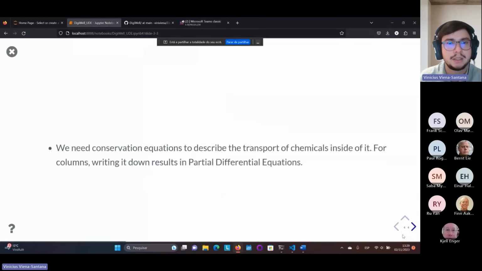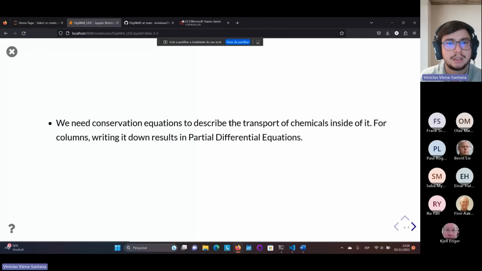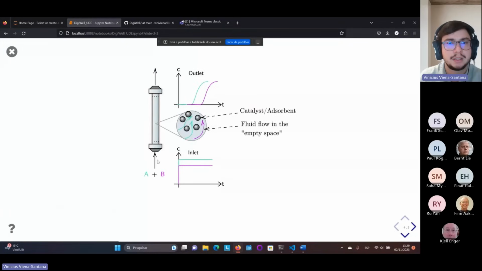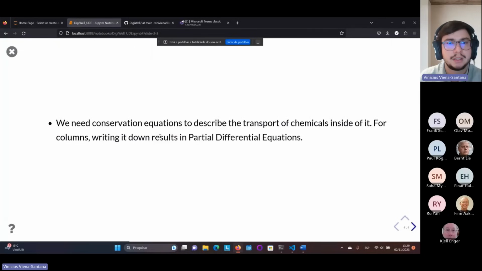But if we try to describe the transport of chemicals inside what we call a fixed bed, we inevitably end up in a partial differential equation because things vary in time and also in the axial position, right? And if you try to estimate this very important quantity, the uptake kinetics, I will have this quantity involved in a partial differential equation, which can get a very complicated mathematical problem.